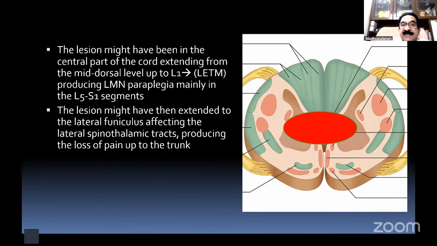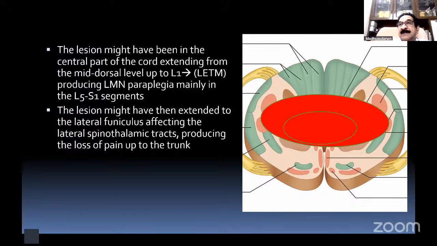And the lesion might have been extended up to the lateral funiculus to affect the lateral spinothalamic tract, producing loss of pain and temperature. Suppose it has gone outward toward the spinothalamic tract, it could affect both tracts up to that level. Okay, that can explain everything.